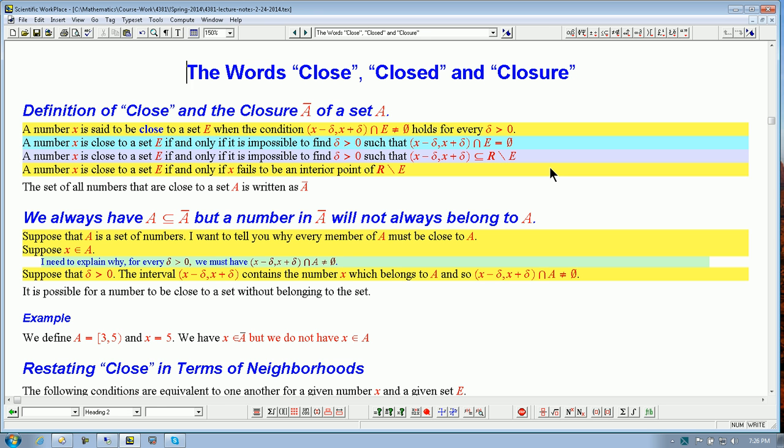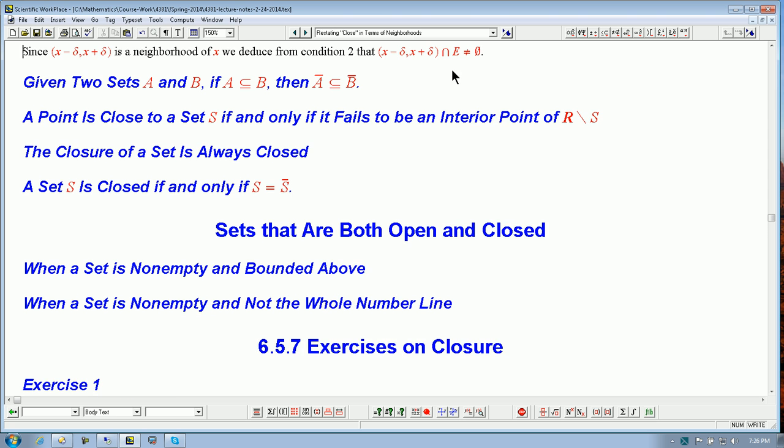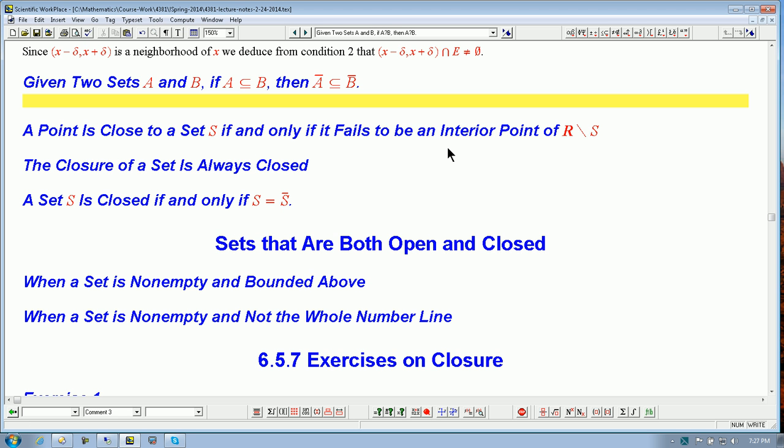So, okay? It was worth looking. Right, I want to do this. Given 2 sets A and B, and A is a subset of B, I want to prove that A bar is a subset of B bar. Are you ready? How do you prove that A bar is a subset of B bar? Suppose that X belongs to A bar.